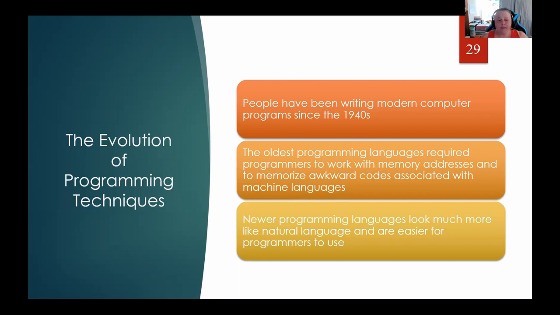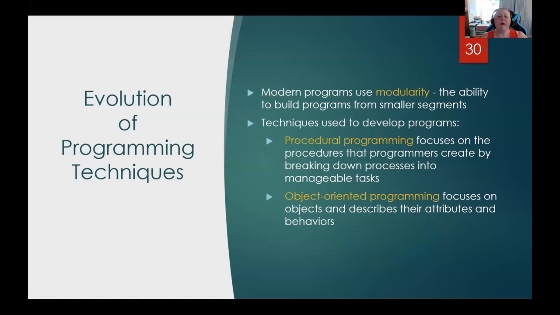Now, newer programming languages look much more like written English or a natural language, and they have become much easier for programmers to use. You know, if you want to print something, you use the word print instead of having to know what code is associated to the print statement in machine language. Now, modern programs use something called modularity, and this is the ability to make smaller chunks out of larger programs.